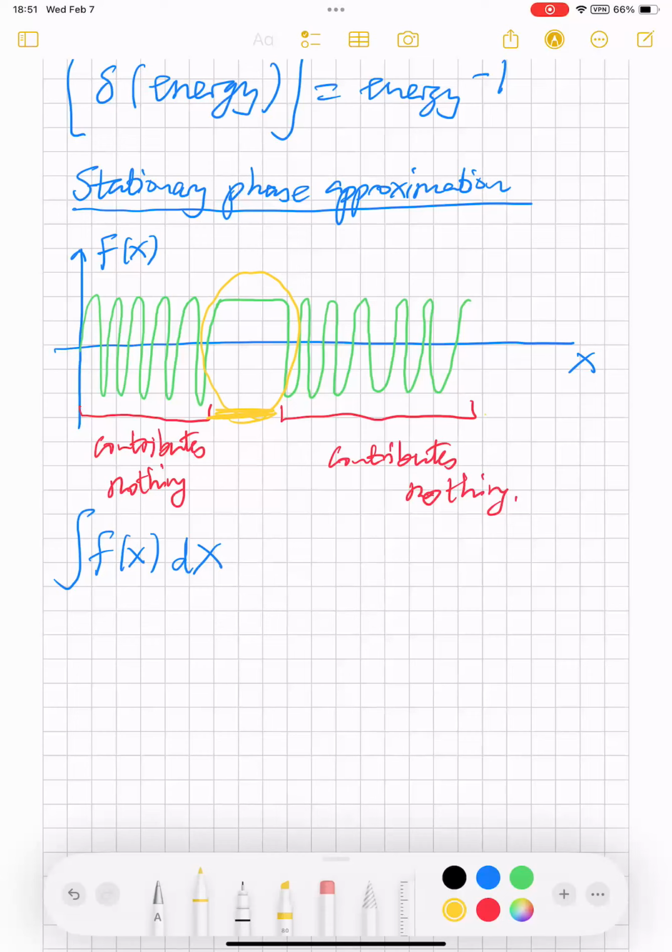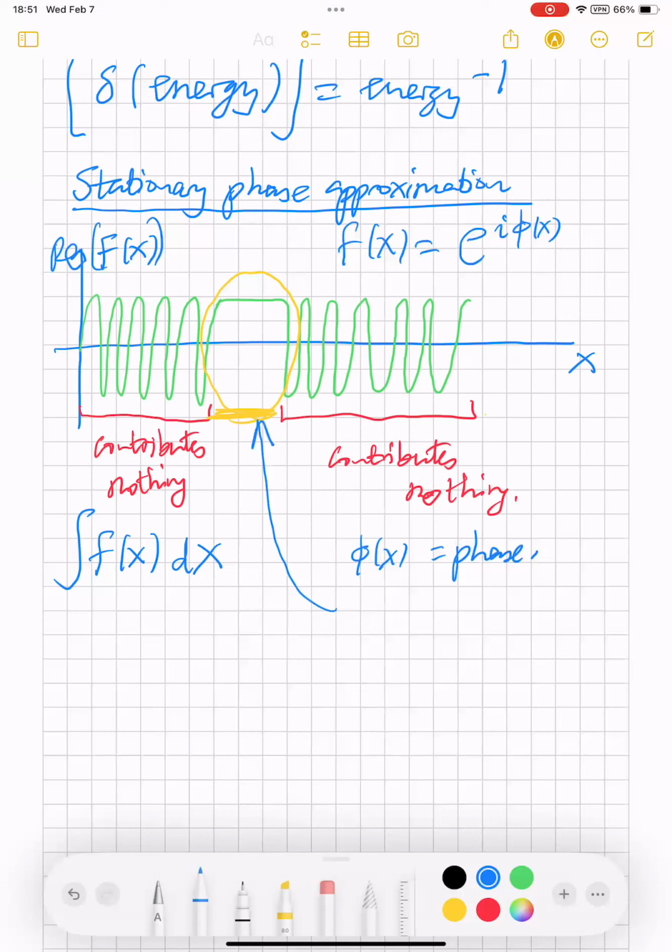Now, why is this called stationary phase? Well, let's imagine here that we were plotting the real part of f of x, and that f of x looks like something like e to the i phi of x. So phi of x we would call the phase of the function. And this yellow region over here, this is where the phase stops changing. So it's where the phase is stationary.